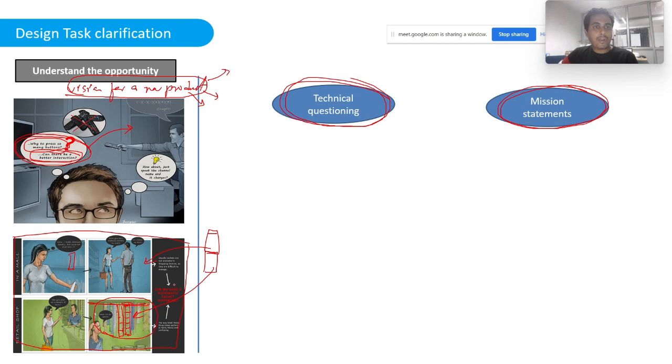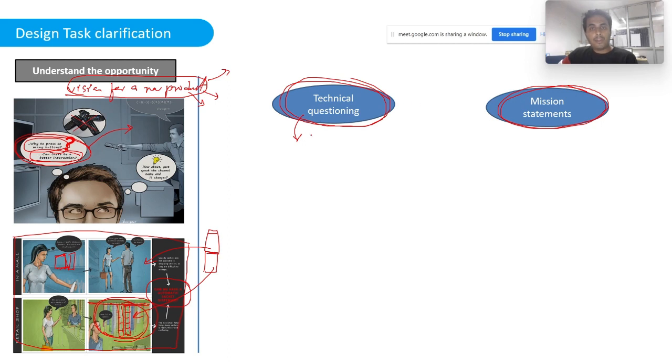So the question that comes to mind is: can we have a device which can store these shampoo sachets and dispense them automatically, and such a dispenser can then be kept in a sophisticated shopping mall scenario? So those kinds of questions come up. This process is called technical questioning.